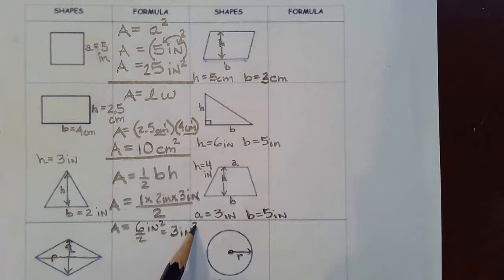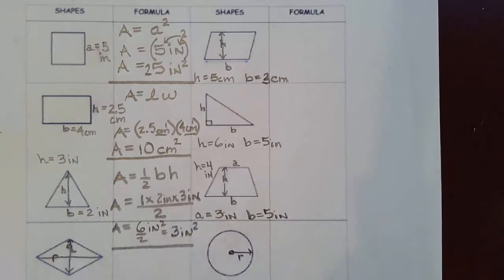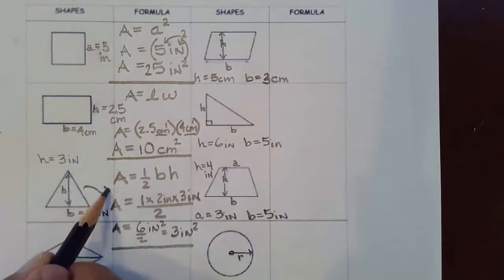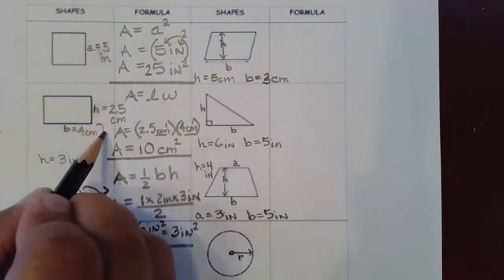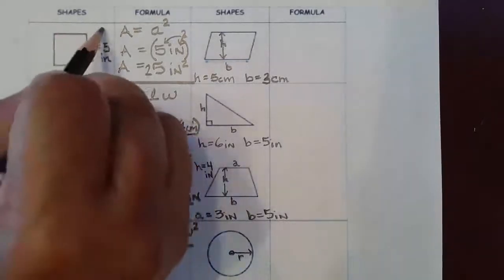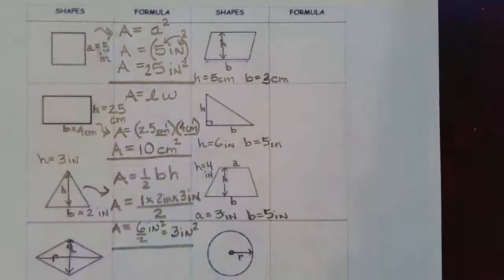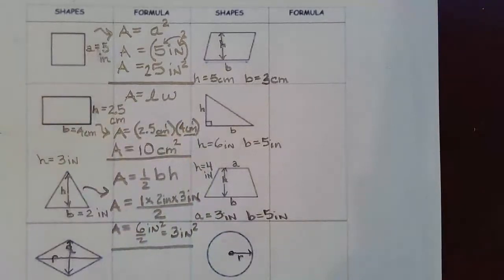Running out of room here. Okay, that was the triangle problem. This was the rectangle. This was the square. So far we've done a square, a rectangle, and a triangle.